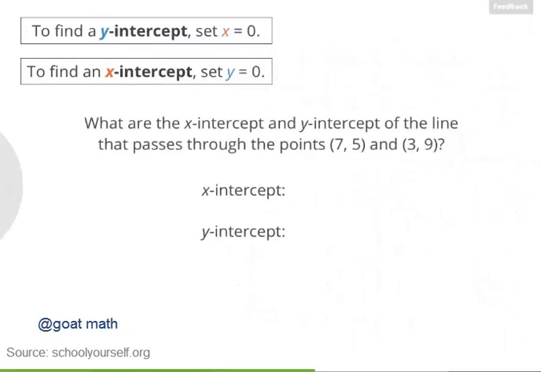Okay, last question. What are the x and y-intercepts of the line that passes through the points 7, 5 and 3, 9? If you get stuck, click down here.